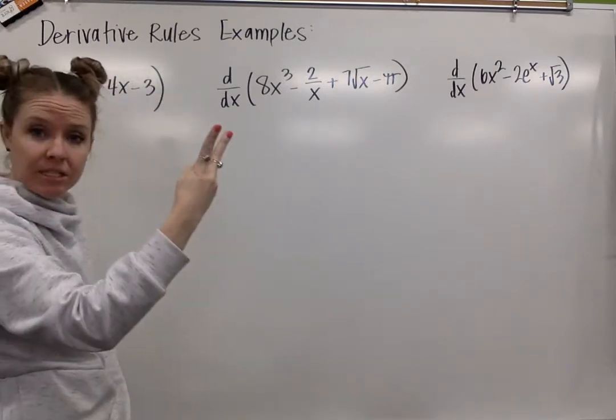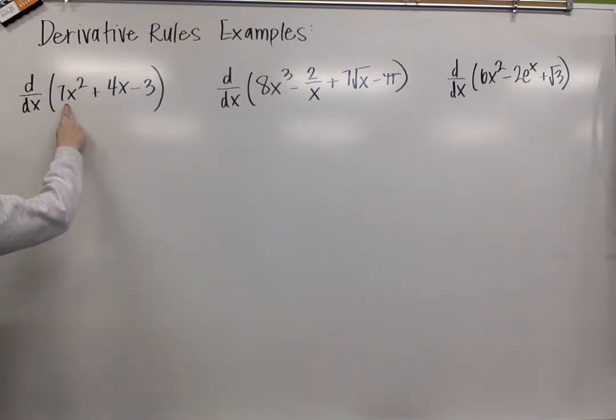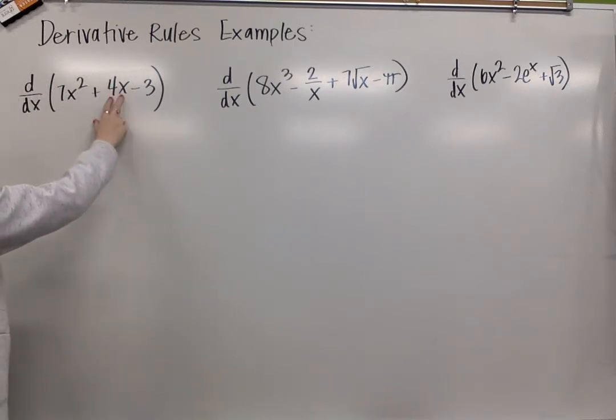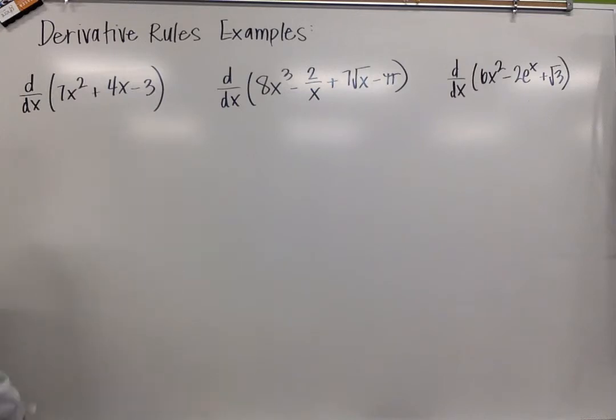So I'm using the sum and difference rule. I have a power rule, then I have a constant multiple rule, and the derivative of a constant. Here I also have a constant multiple rule.